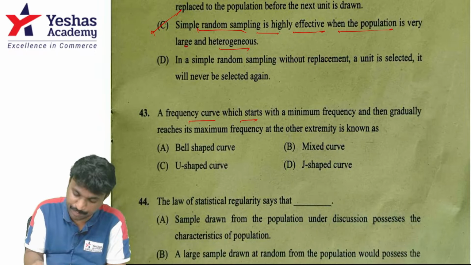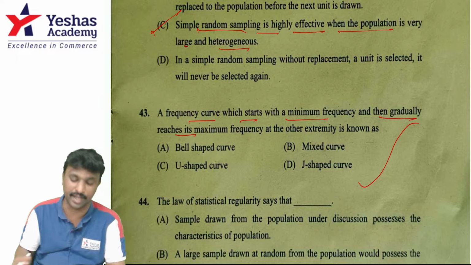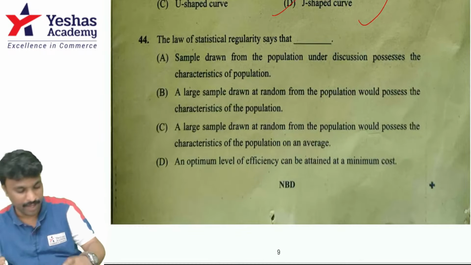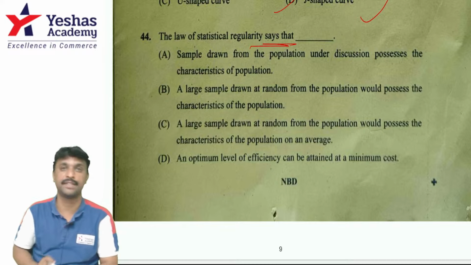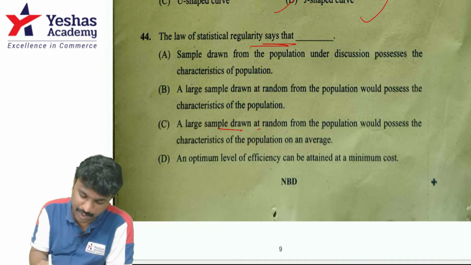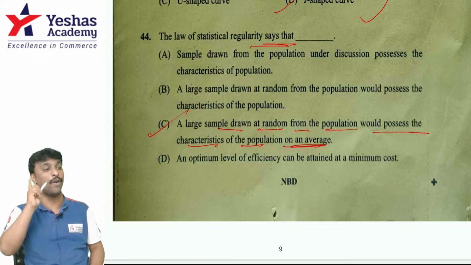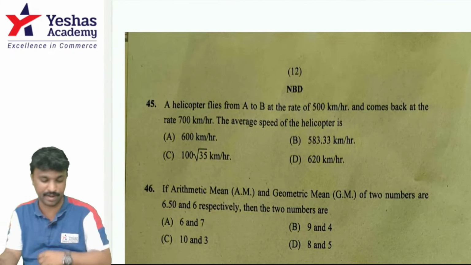Frequency curve which starts with minimum frequencies and then gradually reaches its maximum frequency. That means it is like this. So it is what shaped? It is J shaped. The law of statistical regularity says, we have discussed this in the regular class, even in the marathon, a large sample drawn at random from a population would possess the characteristic of the population on an average. This is very, very important. On an average. Option C is the right answer.